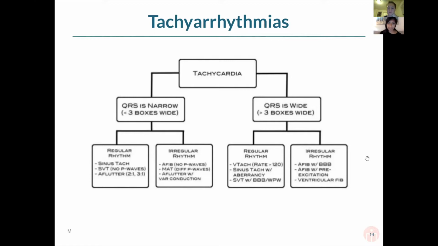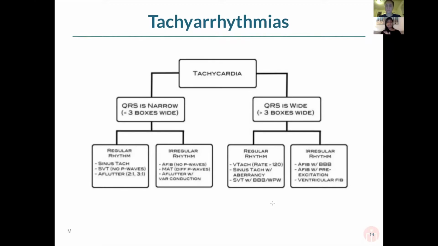It won't be a regular rhythm. So that's sort of our narrow differential. Then we're looking at wide complex tachycardias, and these tend to be more ventricular mediated processes. And so if it's regular, you're thinking about ventricular tachycardia, the ventricles are just going by themselves. Sinus tachycardia with aberrancy can also do this. And then SVTs with a bundle block, that can lead to a wide complex because there's delayed conduction, or a Wolff-Parkinson-White picture as well. And then if it's irregular, again, AFib with bundle block, AFib with pre-excitation, and ventricular fib.